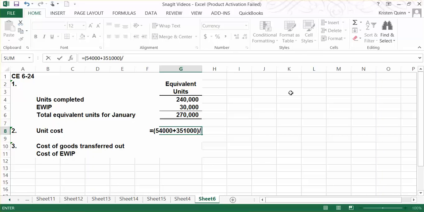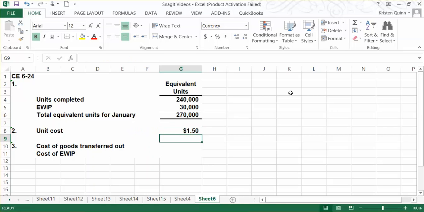We divide that by the total equivalent units for January, which we just previously calculated as 270,000 units. This gets us a rate per equivalent unit.